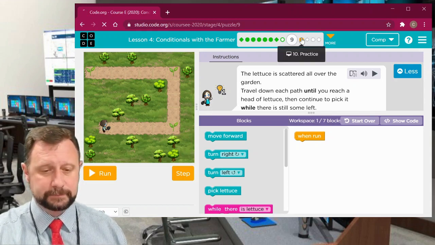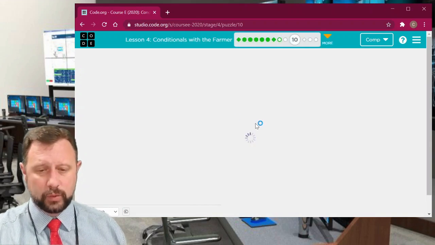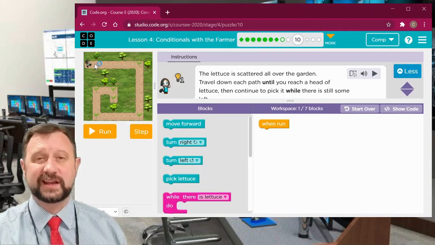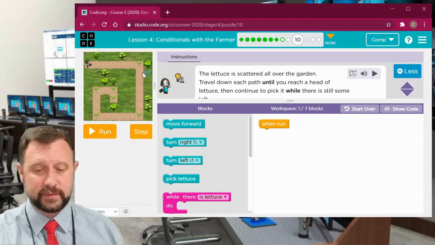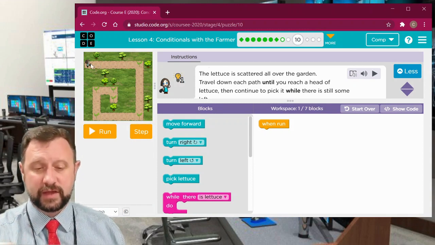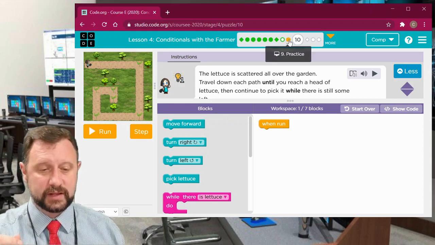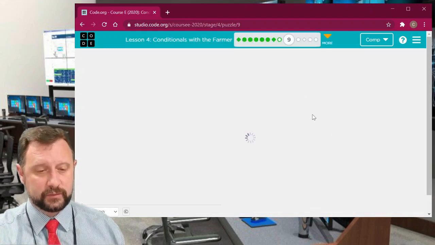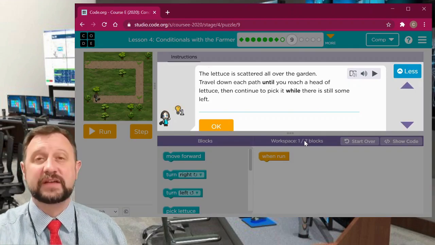Let's take a look at 10. In 10, we're going to take a look at our farmer, and now she's got to do kind of a loop. Here's a different amount, here's a different amount, here's a different amount. Here's a hint to you though. The code that we're going to use uses 7 blocks, and in number 9, the one that we were just moving for, also 7 blocks.